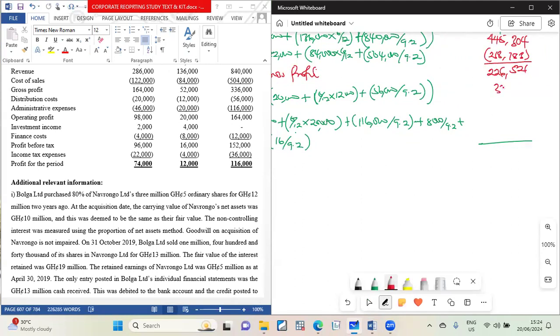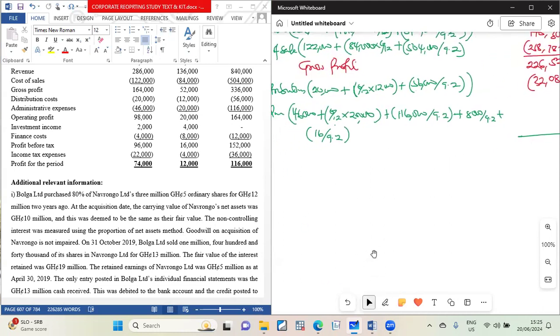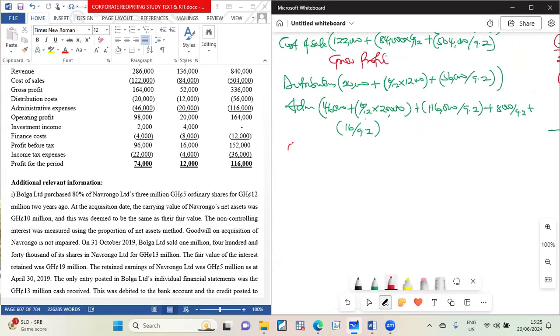32,806.9. So let me make it 32,807. All right. So basically that is that. And after this, we know we get operating profit. Then after operating profit is investment income. Is that not it? So we have investment income.